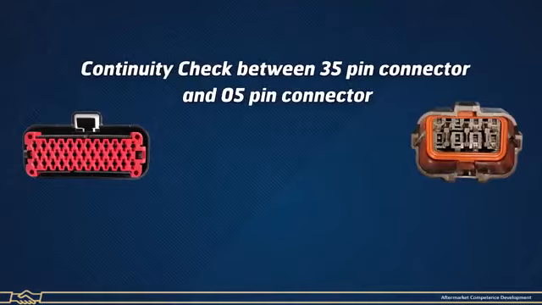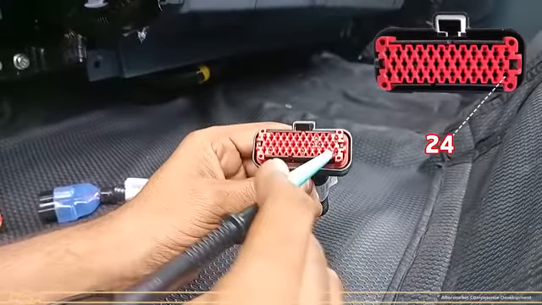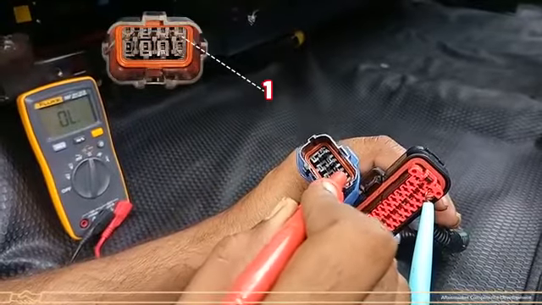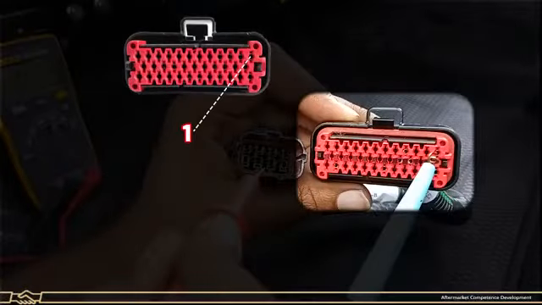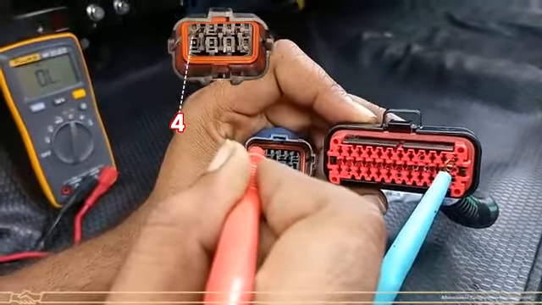Continuity check between 35-pin connector and 5-pin connector. Check continuity between pin 24 of 35-pin connector and pin 1 of 5-pin connector. Check continuity between pin 1 of 35-pin connector to pin 4 of 5-pin connector.